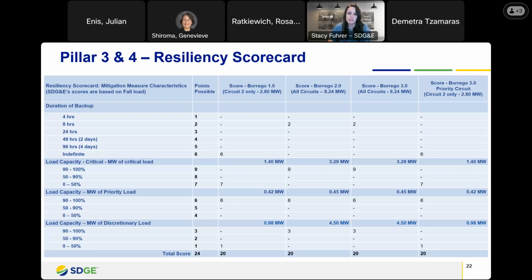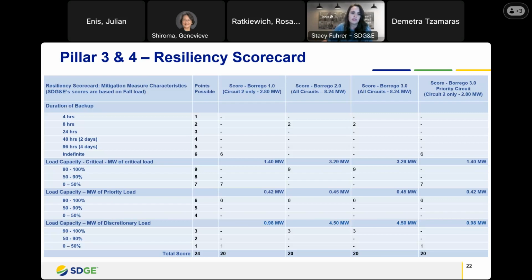And then as we transition to the second to last column, we have Borrego 3.0. Now the major differences between Borrego 2.0 and Borrego 3.0, because the load is the same, is that, A, Island Master was taken away from the diesel generator so that it could be a renewable microgrid. And B, we were able to contemplate remote operation of the microgrid, which helps to improve response time and reduces the need for support from our crews to operate the microgrid. And then in the last column, we look at Borrego 3.0 if you were only to support the priority load of circuit 2.